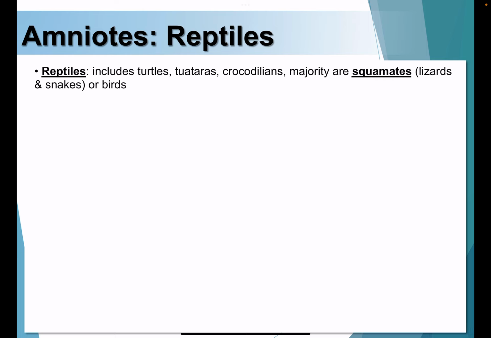The first group of amniotes we'll discuss is our reptiles. Reptiles include your turtles, tuataras, crocodilians, and the majority are squamates. Squamates include species of lizards and snakes, or birds. So birds do fall under the category of reptiles.